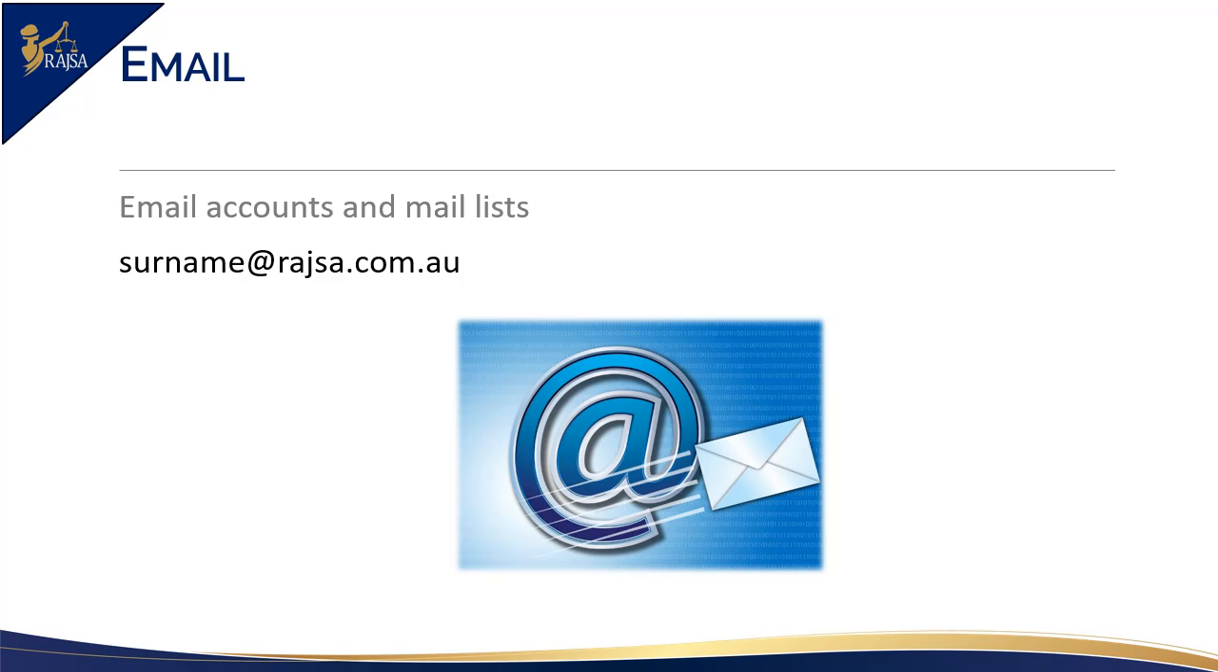Mail lists are a way of sending an email to one email address, which actually forwards it to multiple recipients. You don't have to worry about keeping the mail list up to date. Someone else does it for you. For instance, if you address an email to board@rajsa.com.au, the email will automatically go to every person who is a current RAJSA board member. It won't go to anyone else, and any former board members have been taken off the list. You do not need to keep track of everyone's email address.